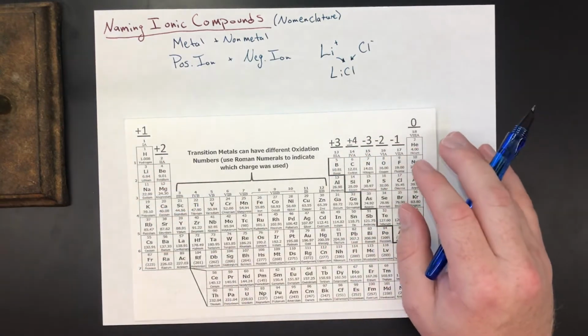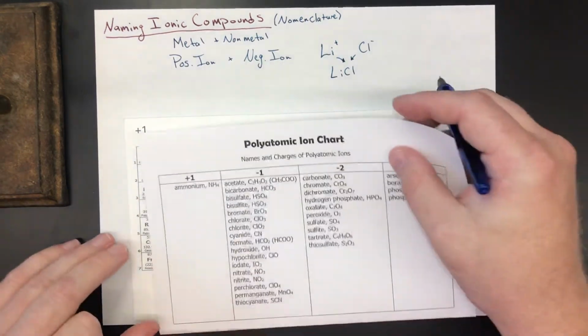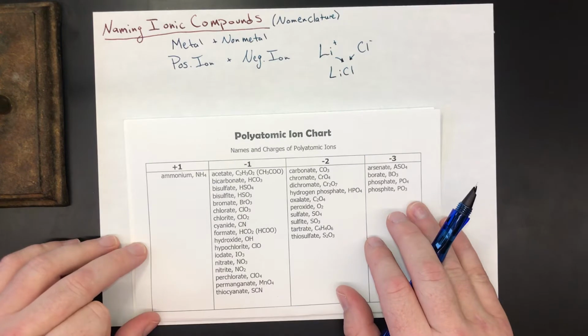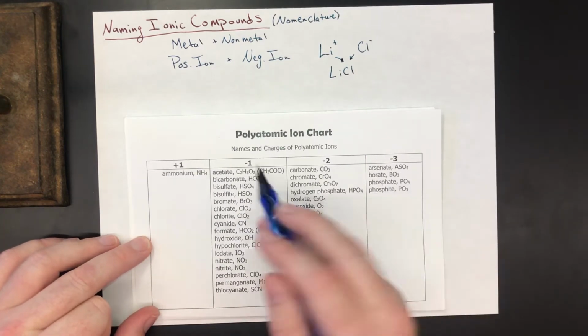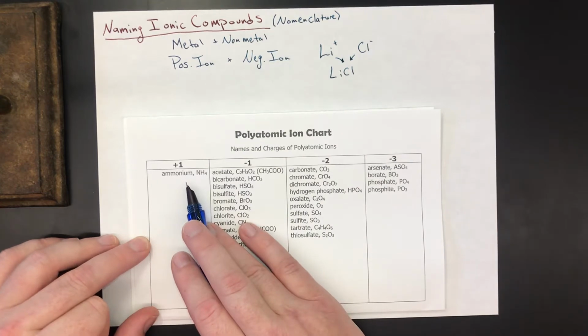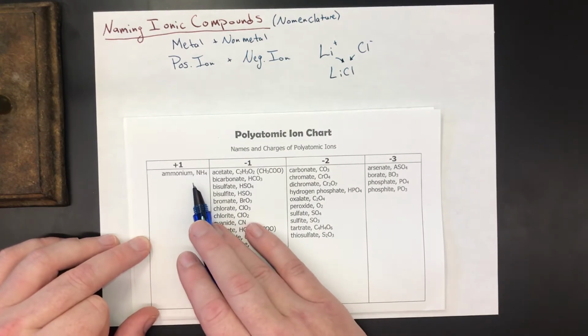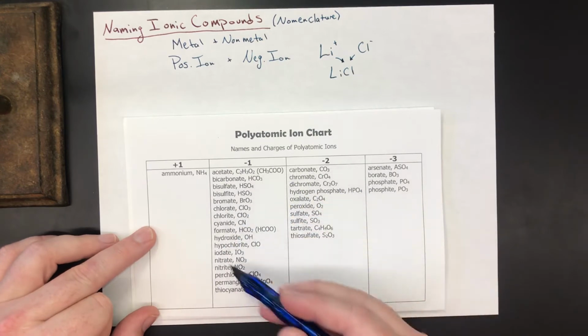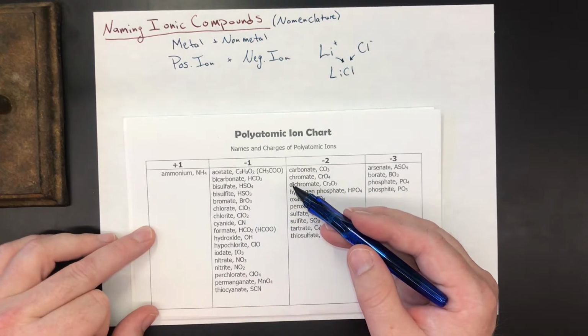But we also have what we call polyatomic ions. If we look at polyatomic ions, these are still going to act the same way. We don't have very many examples of positive polyatomic ions. Ammonium is a really good example. But we do have a whole bunch of negative polyatomic ions.